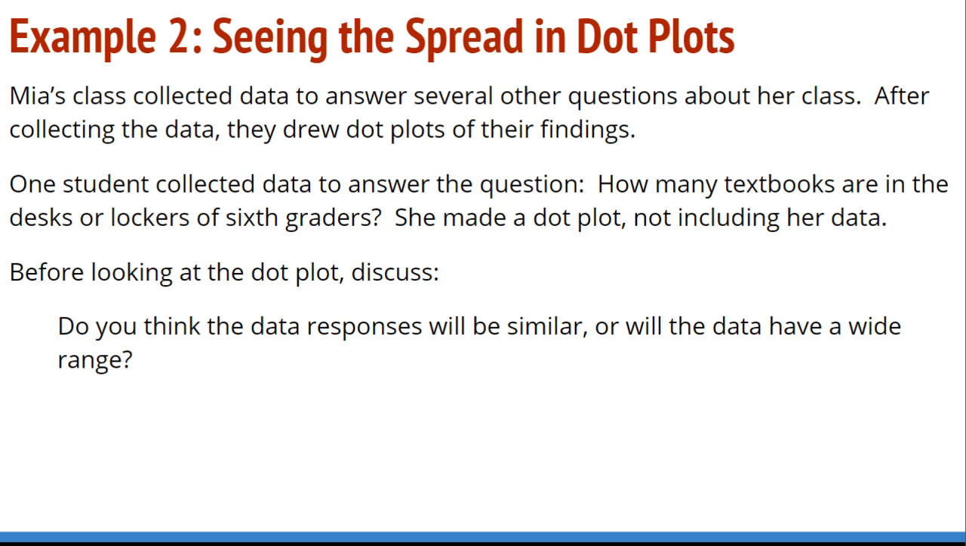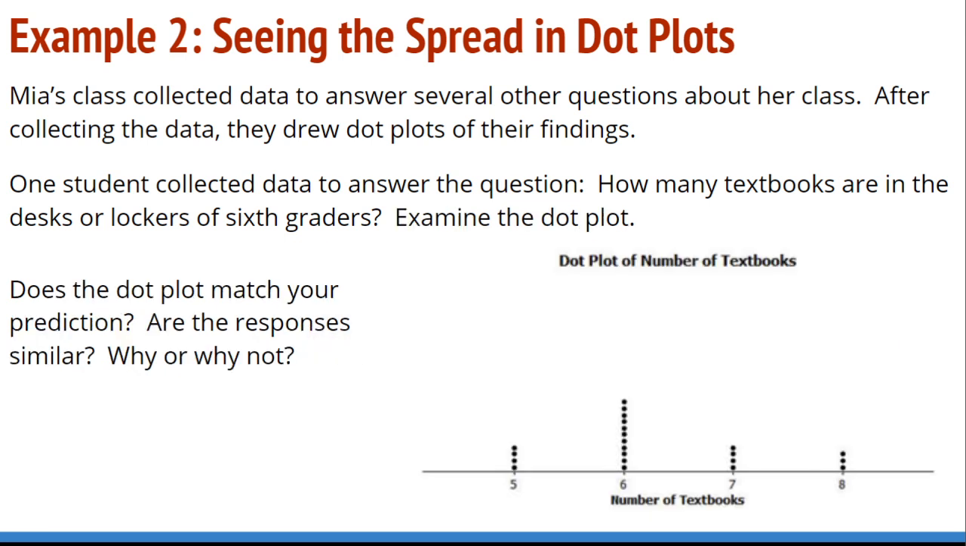Before looking at the dot plot, think to yourself, do you think the data responses will be similar, or will the data have a wide range? In other words, are we going to have a big variety of answers? Are we going to have a lot of variability? Are things going to be really spread out? Or are we going to have a pretty narrow range? Very few responses.